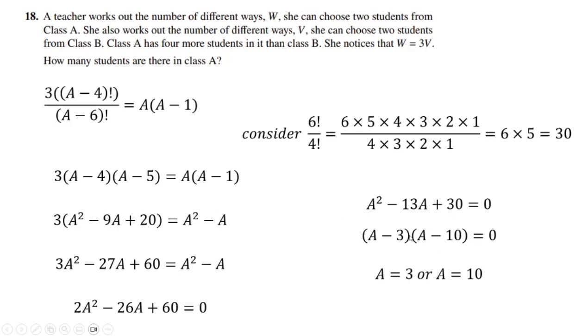Now, which one do we know is correct? Well, if A has 4 more students, then it can't have only 3. The other way you can think of it is that if you put 3 into A, then 3 minus 4 gives you negative 1, and you can't do a negative factorial. So it can't be 3, so A must be equal to 10, which means there are 10 students in class A.